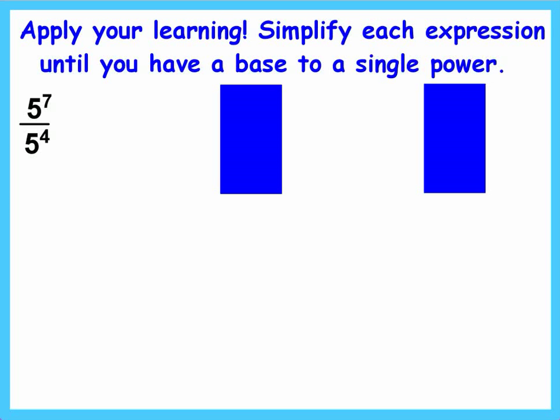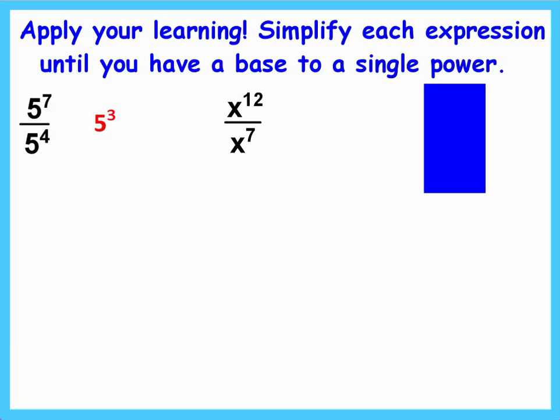Now that you know the quotient of powers property, let's apply that. So go ahead and write this problem down on your note sheet. Simplify your expression, and then hit play when you're ready to check your answer. Same bases, so we subtract our exponents and we get 5 to the third power. Try the second one. Pause it and hit play when you're ready to check your answer. Same bases, so we're subtracting our exponents. 12 minus 7, x to the power of 5.